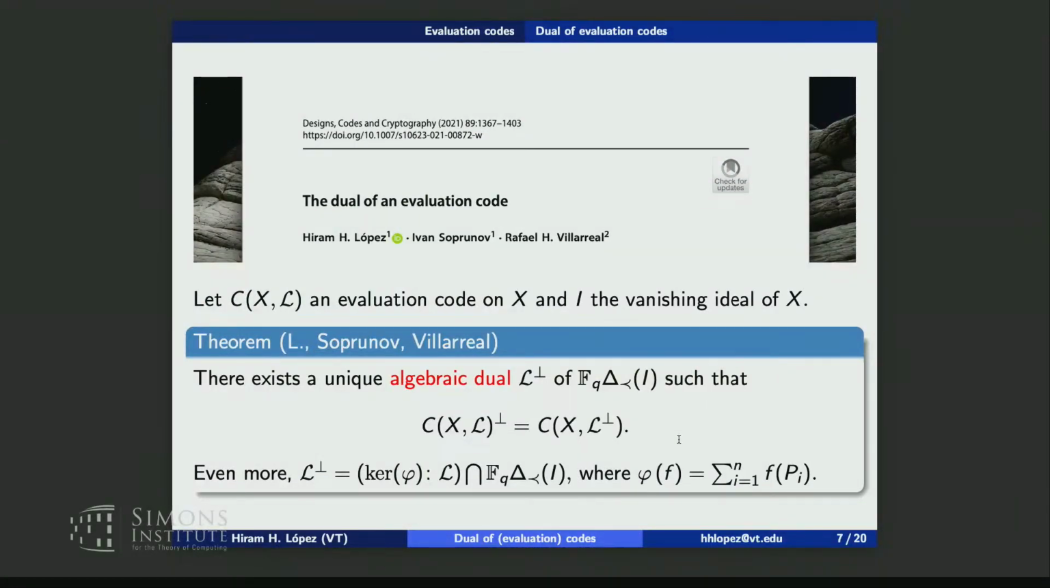And then what else we have? Well, I told you that any code, you can find certain functions, you can choose your favorite points, and you can find an evaluation code. Well, in this paper, what we did is, if you have an evaluation code, how can you find the dual? What this theorem says is that you need to use the same points. And here is the relation of the function that you need to use.